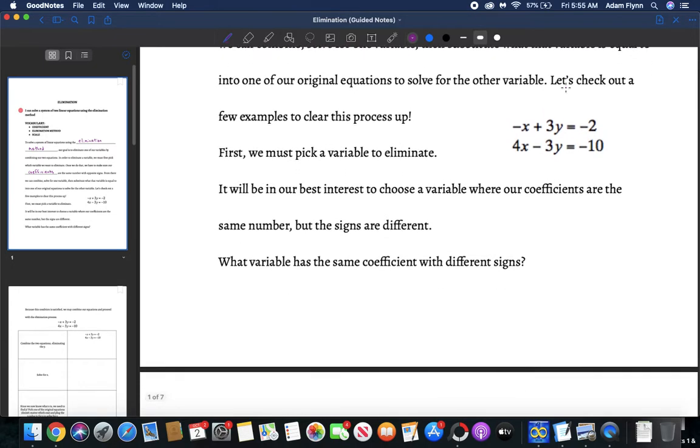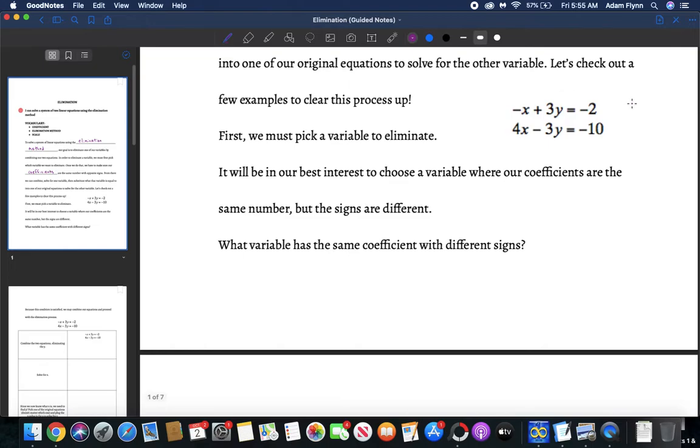Let's first check out an example in case any of that was a little bit confusing and you're not quite sure what I'm talking about. So if I have this system right here, negative x plus 3y equals negative 2, and 4x minus 3y equals negative 10, I need to pick a variable to eliminate. So I can either eliminate my x or I can eliminate my y. It will be in our best interest to choose a variable where our coefficients are the same number but have different signs, if possible. For some examples, this will not be possible right off the bat.